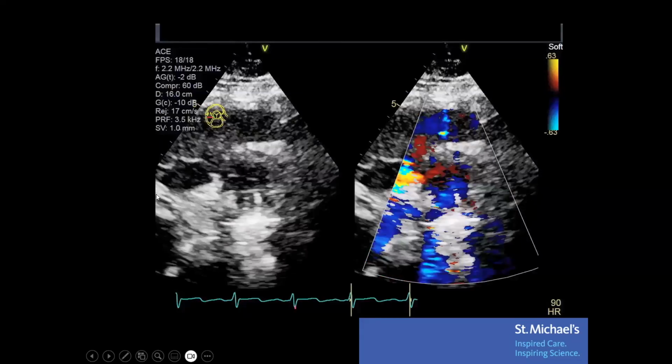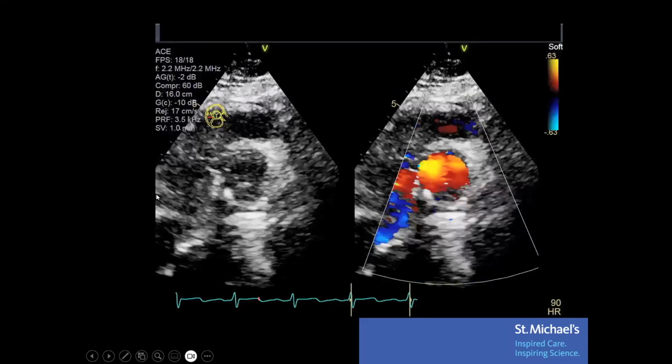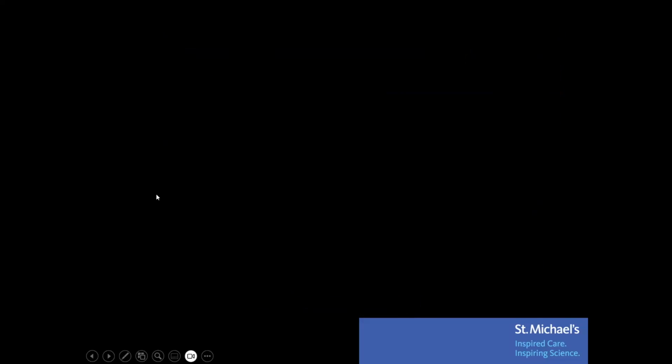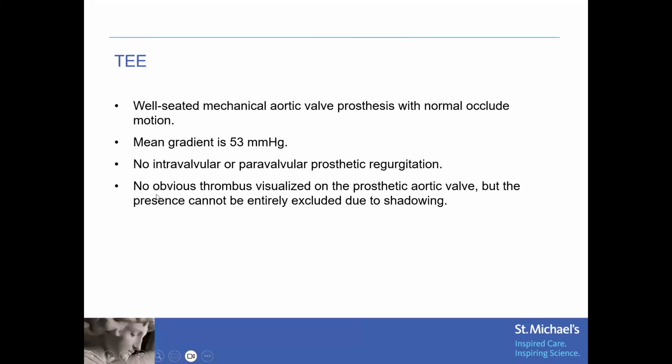Unfortunately, that's not playing very well, but you guys see that opening and closing shadow. So the leaflets seem to be moving well, and there's clearly still a very large gradient. Going back, I'll just give you the TEE report as well. Well-seated mechanical valve, the mean gradient was 53. The occluders are moving normally, no obvious thrombus visualized in the valve, but the presence cannot entirely be ruled out.